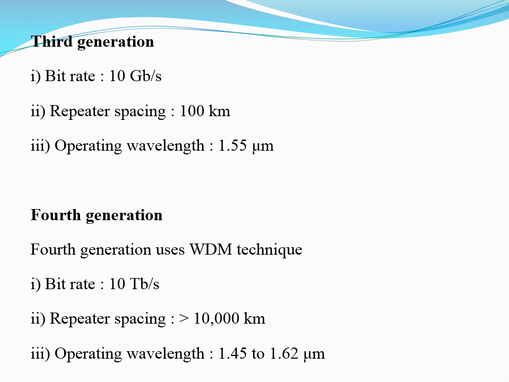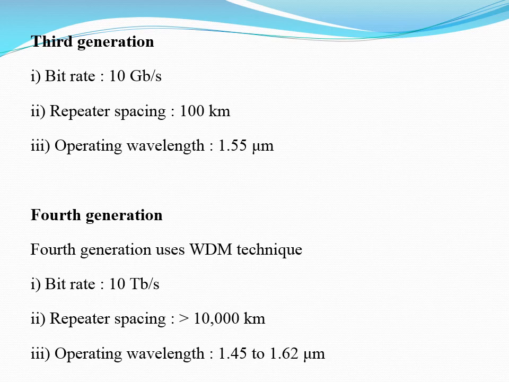During this generation. Then in the third generation, the bit rate is enhanced to 10 Gbps. Repeater spacing is improved to 100 kilometers, so that the number of repeaters used for the entire link has been reduced. That is a development done in the third generation of optical communication. Then the operating wavelength is 1.55 micrometers.